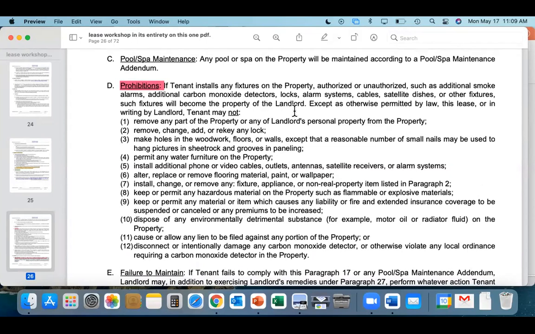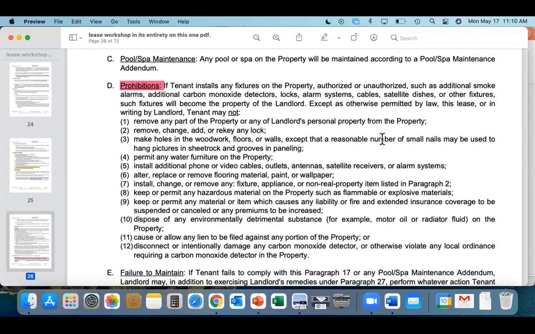If tenant installs any fixtures on the property, authorized or unauthorized, such as additional smoke alarms, additional carbon monoxide detectors, locks, alarm systems, cables, satellite dishes, and so on, the tenant may not remove any part, and has to get okay with it by the landlord in writing. And he also may not remove any part of the property or any of the landlord's personal property from the property.